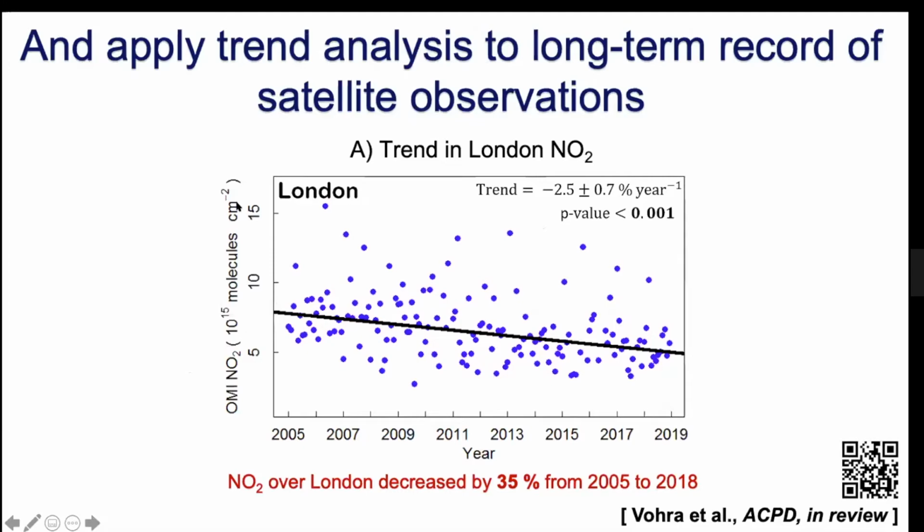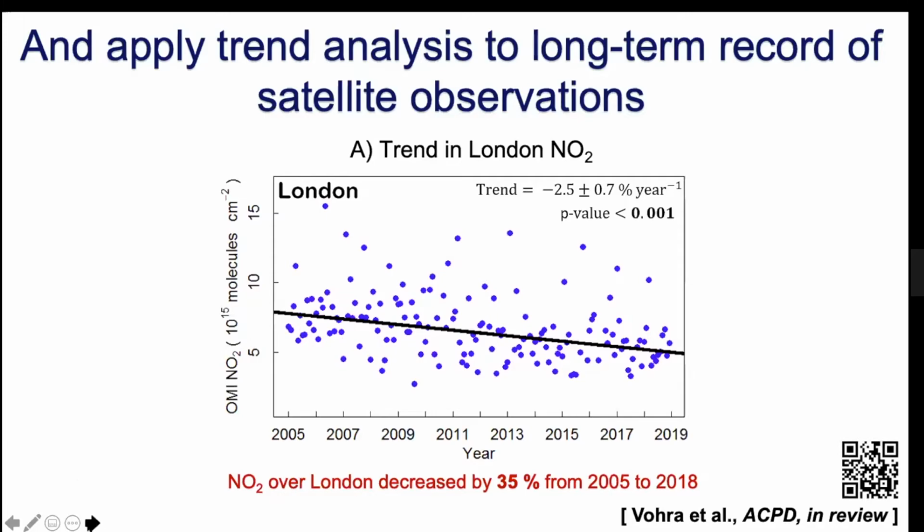So here is a time series of satellite-derived nitrogen dioxide levels for London from 2005 to 2018. The black line is the trend line, and we see a statistically significant declining trend, which tells us that the nitrogen dioxide levels over London have decreased by 35% in these 14 years. This indicates that the policy changes have been effective.